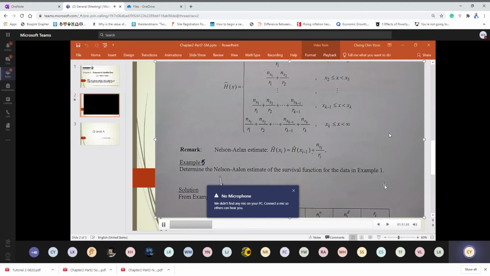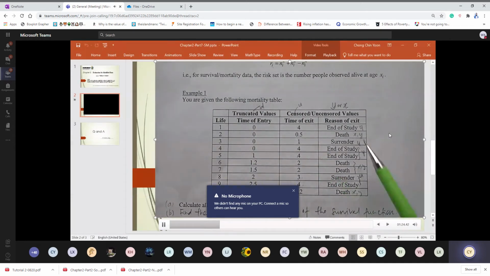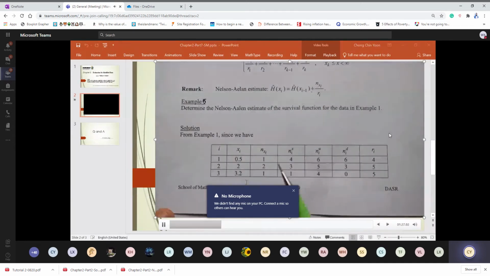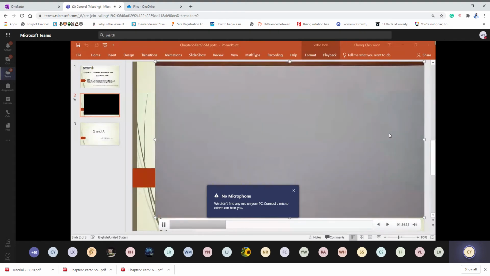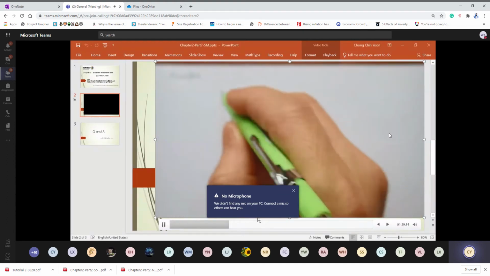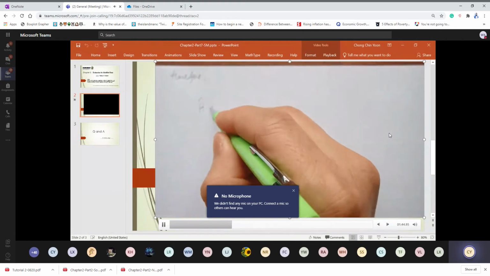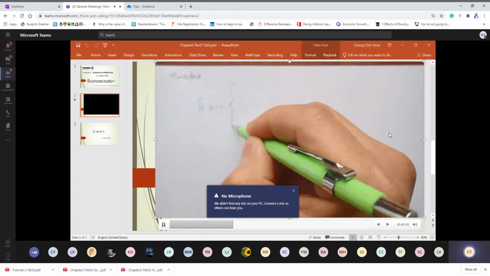Let's go to example 5. Determine the Nelson-Aalen estimate of the survival function for the data in example 1. So from example 1, we have this data. So that is this data we have found in example 1. So therefore, we have to estimate this cumulative hazard rate function in terms of piecewise function.